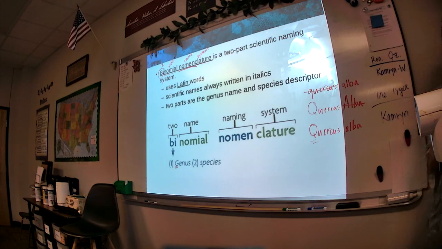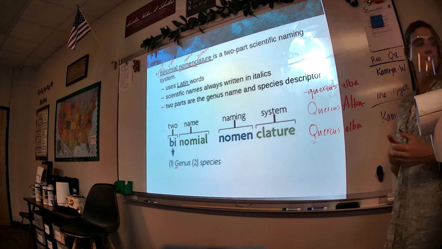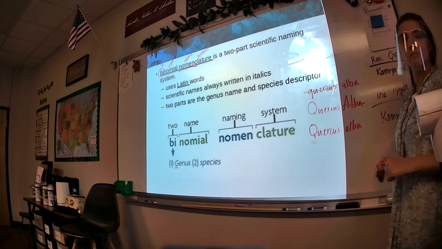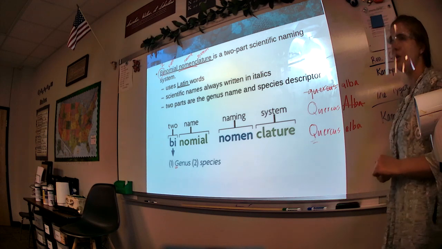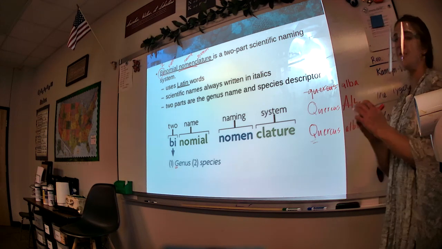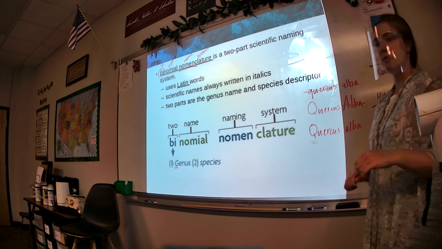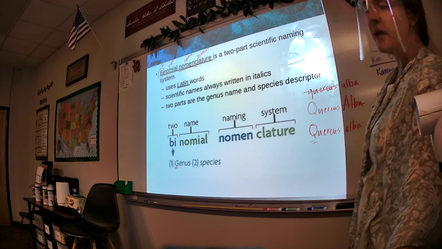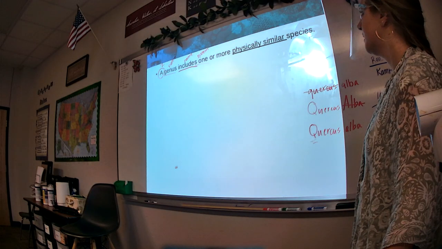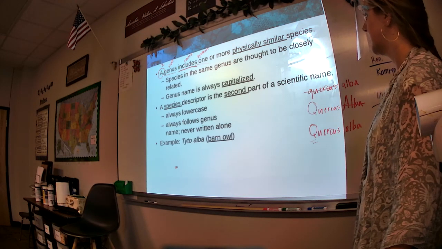Okay? Bella. Is that because, like, Quercus would kind of be like the root of the word? Not necessarily. That's just the genus name for all oak trees. Okay? Good. Alright, let me give you some examples.